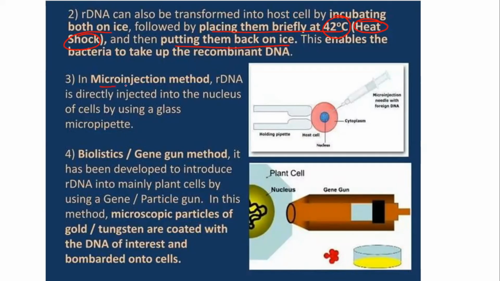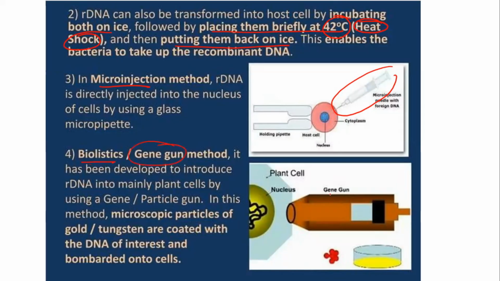Now the third method is the micro-injection method. We actually discussed it, that is a needle with foreign DNA. In the micro-injection method, the rDNA is directly injected into the nucleus of the cells by using a glass micro pipette.